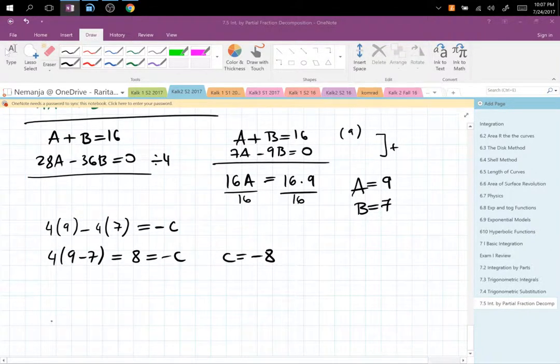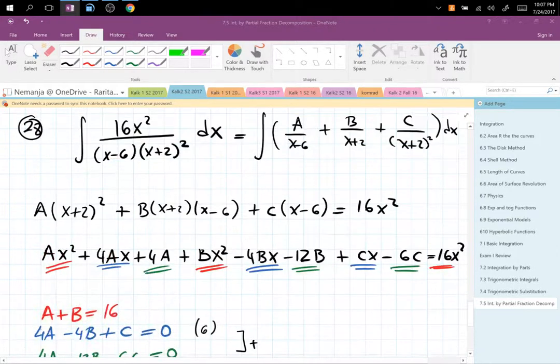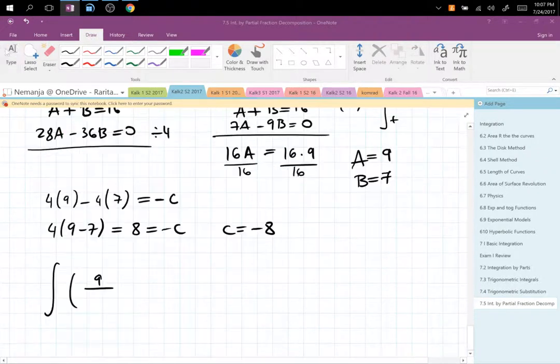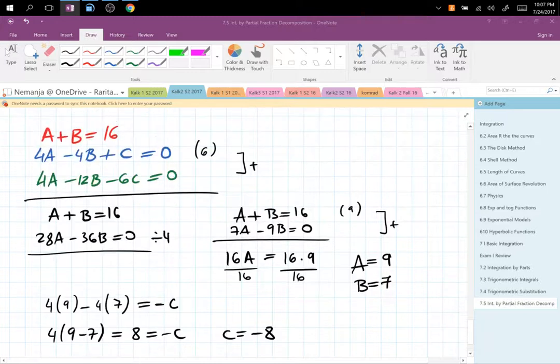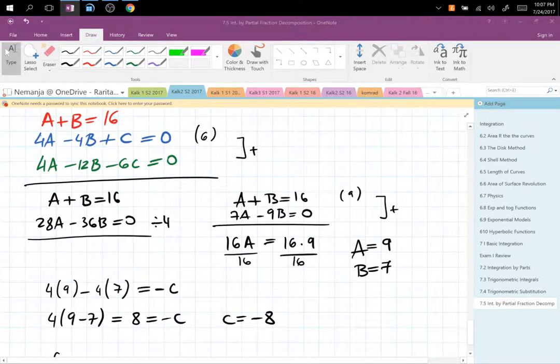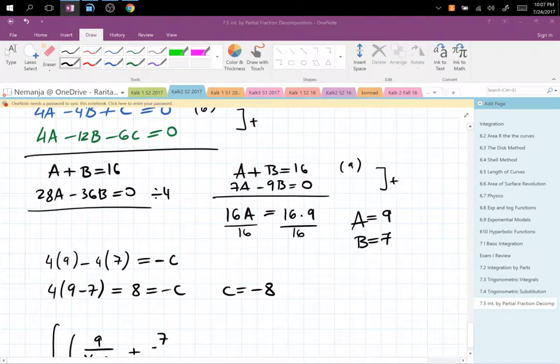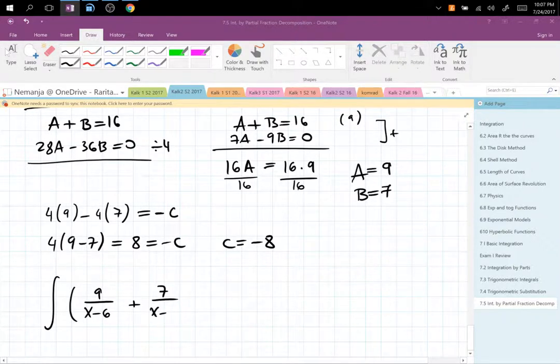And there we have it. So its integral, A is 9 divided by x minus 6, plus B is 7 over x plus 2, and minus 8 over x plus 2 squared dx.